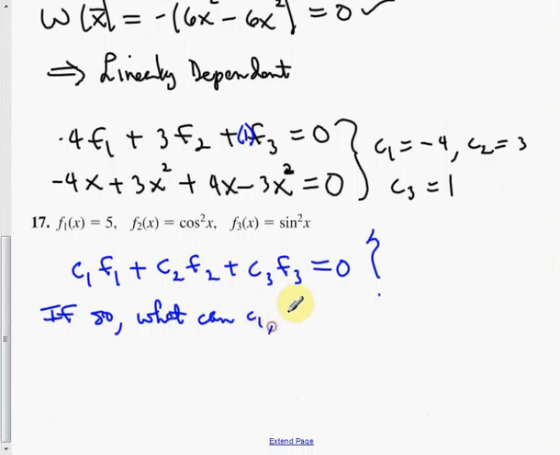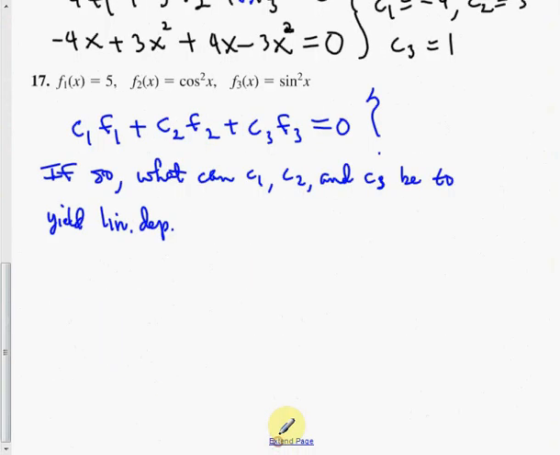Well, if so, what can C1, C2, and C3 be to yield linear dependence? So I would say let C sub 1 equal negative 1, C sub 2 would be 5, C sub 3 would be 5. And there's several combinations that you can use. So let's see if that works.